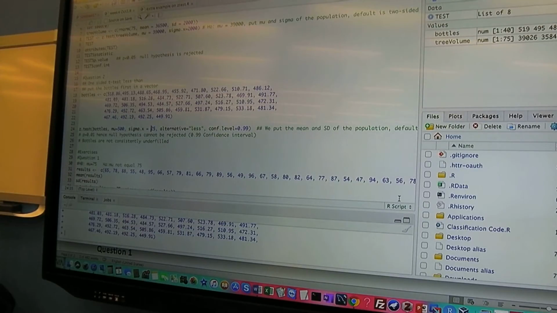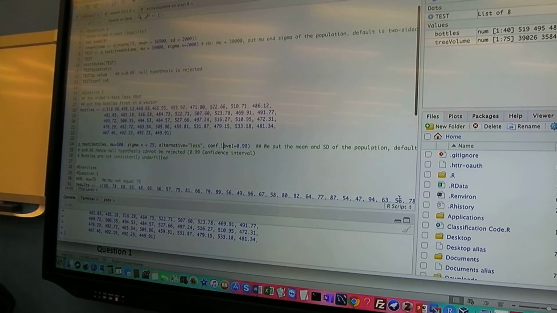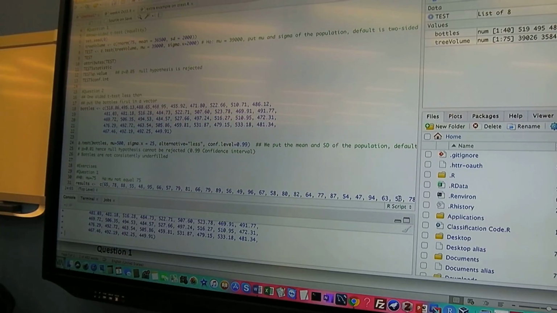One other argument that I added is conf.level, confidence level equal to 0.99, because again the default in R is 0.95. So that's why in this command at the top I didn't put confidence level, because the default is 0.95. But if I'm looking for a confidence level of 0.99, or 99%, I have to write it explicitly for R. Okay, clear? So now if I'm looking for a confidence level of 0.99, that means I want my p-value to be less than 1% in order to reject the null hypothesis.